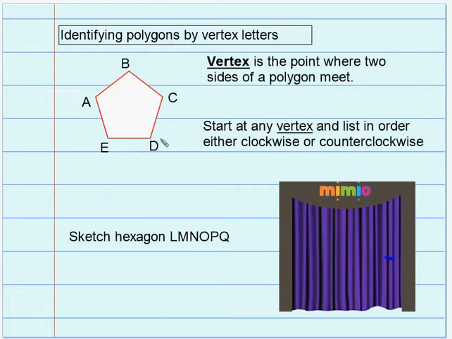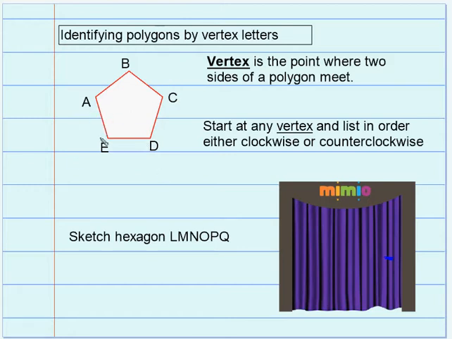Okay, so how can we identify polygons by the vertex letters? Well, the vertex is the point where two sides of a polygon meet. So segment AB and segment BC meet at vertex B. It forms an angle there, so that's the vertex, or vertex C or D or E or A. And in order to identify by vertex letters, we start at any vertex and list them in order, either clockwise or counterclockwise. So clockwise goes around like the clock, and counterclockwise goes the other direction.